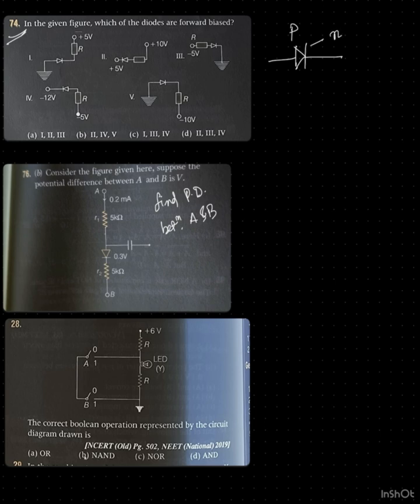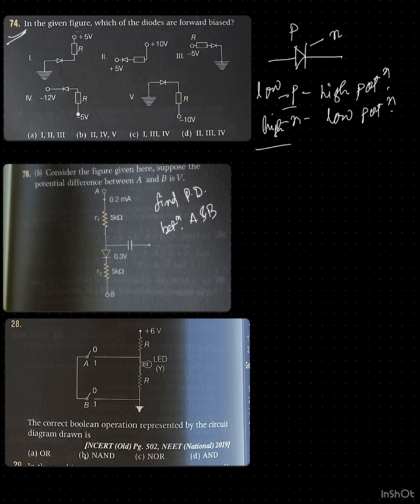Now a PN junction diode can be either forward or reverse biased. Forward bias means P should be at high potential and N should be at low potential. If you reverse this, if P is at low potential and N is at high potential, that is called reverse bias. So when P is at higher potential and N is at lower potential, it is forward biased. When P is at lower potential and N at higher potential, it is reverse biased. During forward bias, a diode allows current to pass, and during reverse bias, a diode will block the current and will not allow it to pass through.